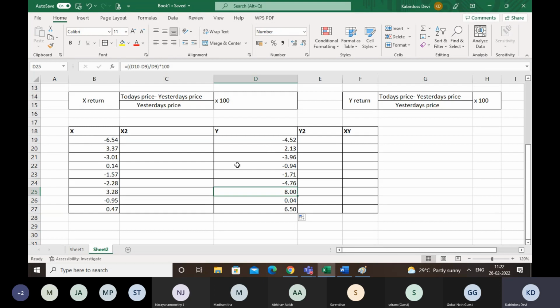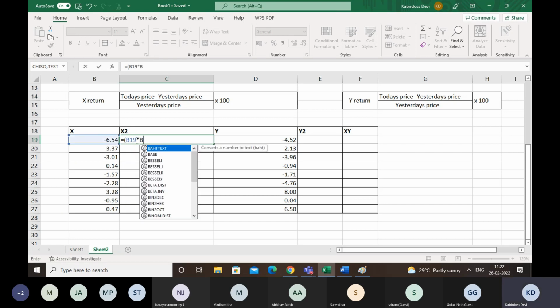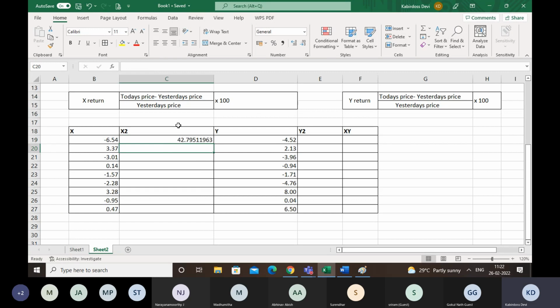Okay, so now I have taken x as the market return and y as the company return. Now I have to find out x square. So how do we find x square? We just have to multiply 2 times, that's it. So here it is B19 into B19. So we multiply 2 times and we get one answer. This is 42.77.